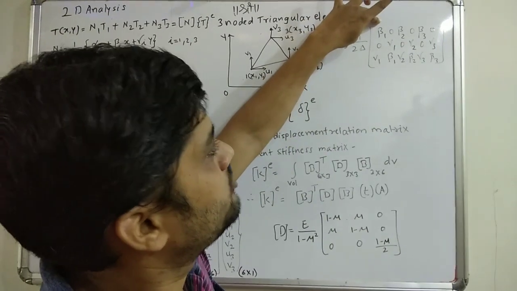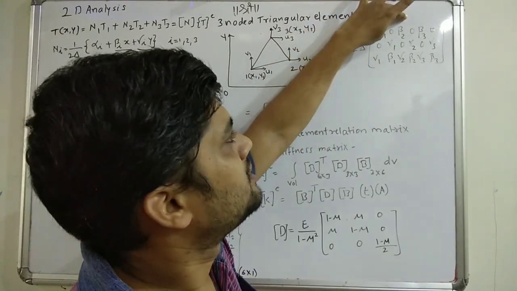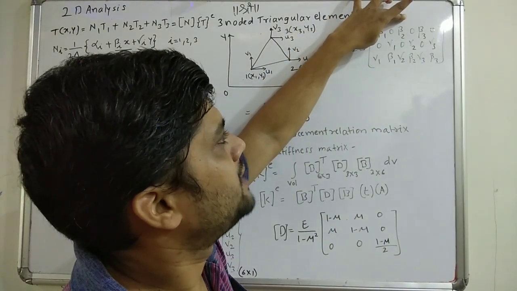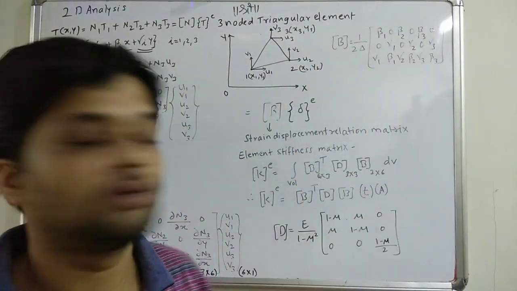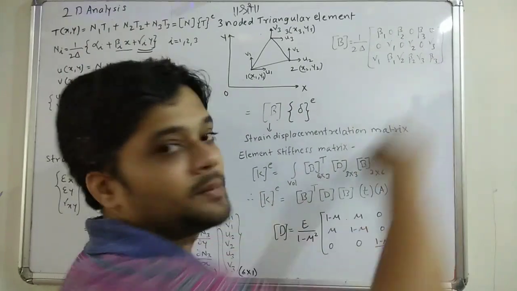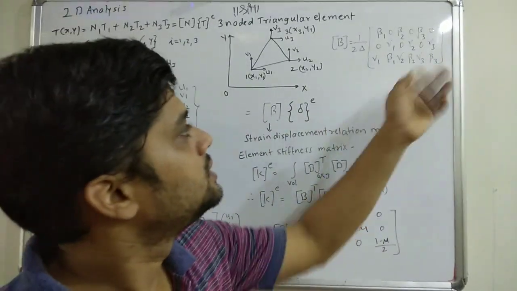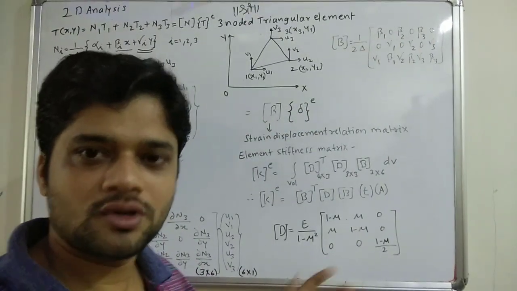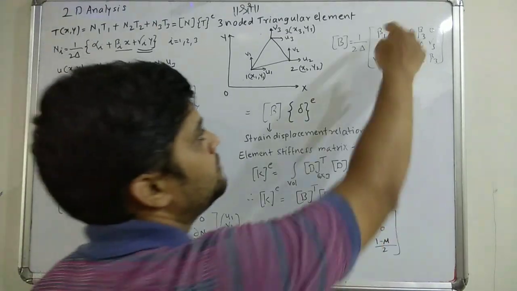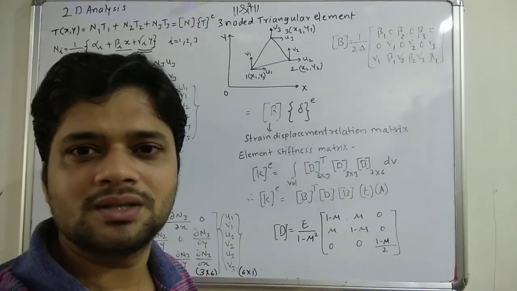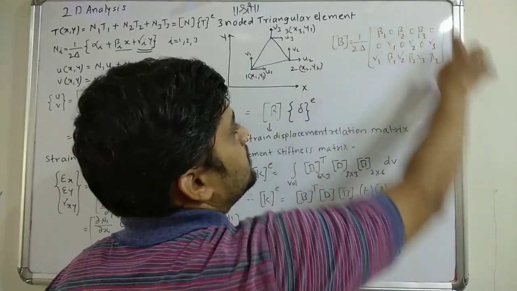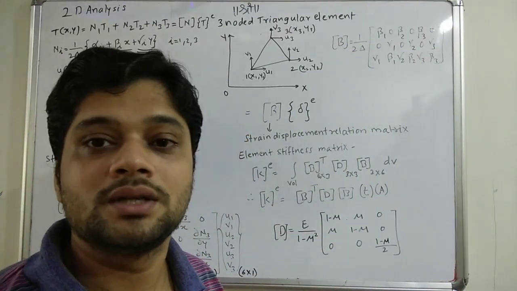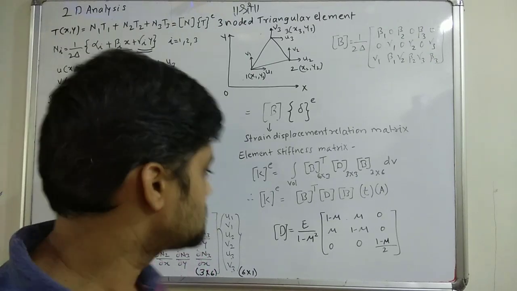So beta 1 being y2 minus y3, then y3 minus y1, and y1 minus y2, and so on. Okay, we have found out what these betas and gammas are. See, alpha was a multiplication and subtraction. Beta and gamma are simply subtractions. So this is nothing but a constant.